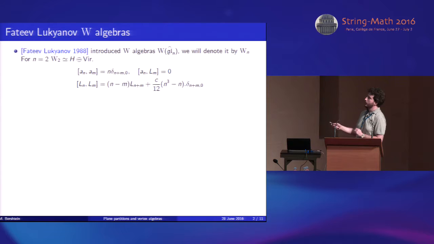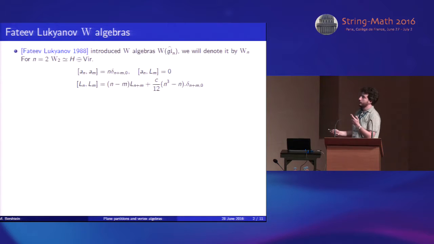I use a little bit non-standard notations. Usually W_N is related to SLN hat, and therefore W2 is just Virasoro without additional Heisenberg, but it's not very important, and such notation will be more convenient for me. I here wrote relations for Heisenberg and Virasoro algebra, which of course are standard. There are different ways to define this algebra.